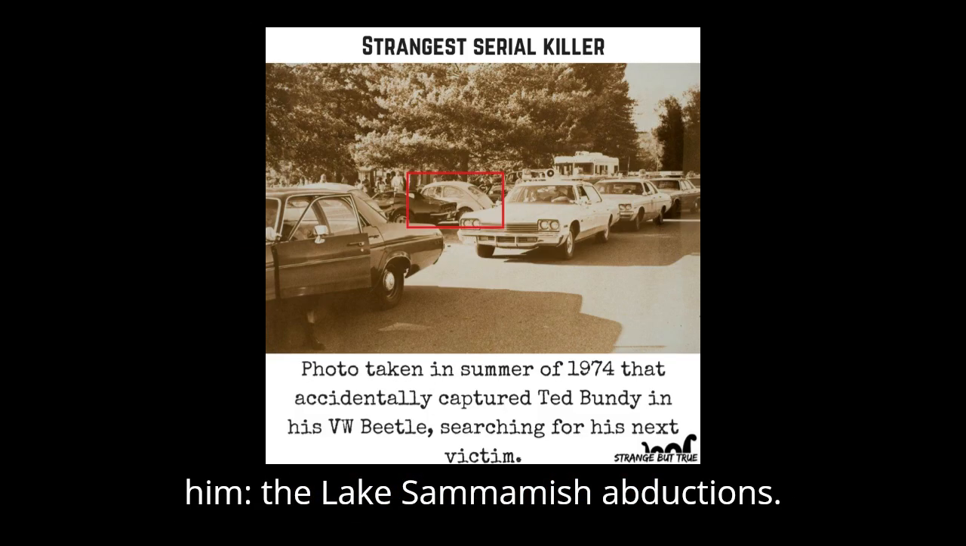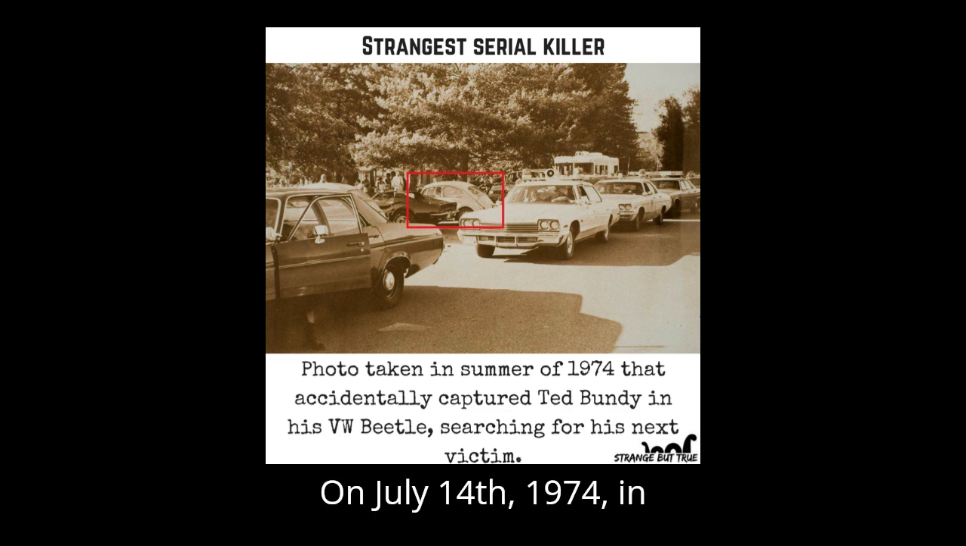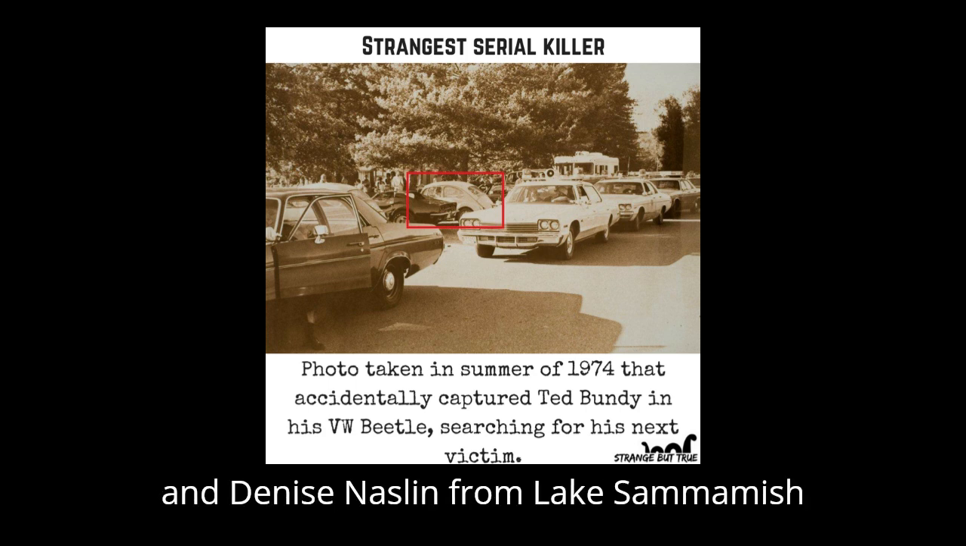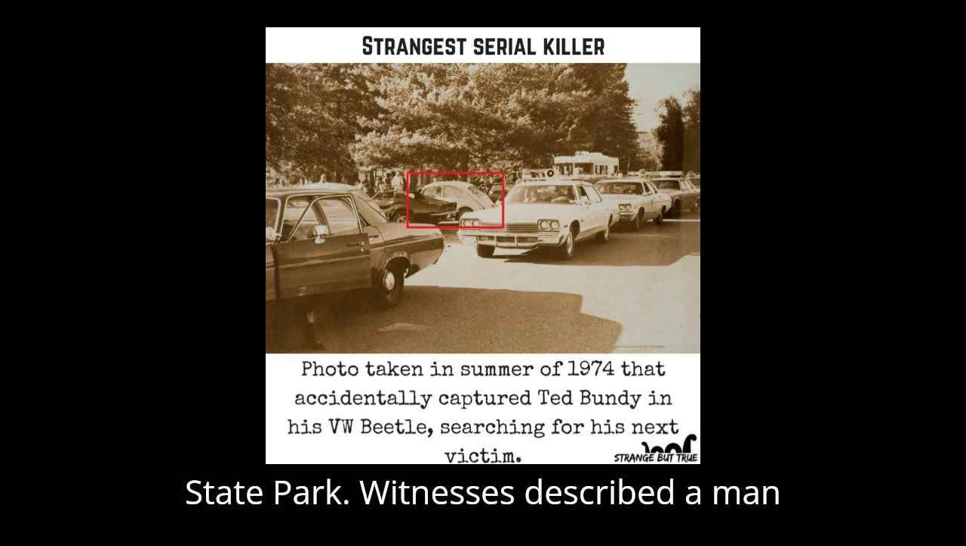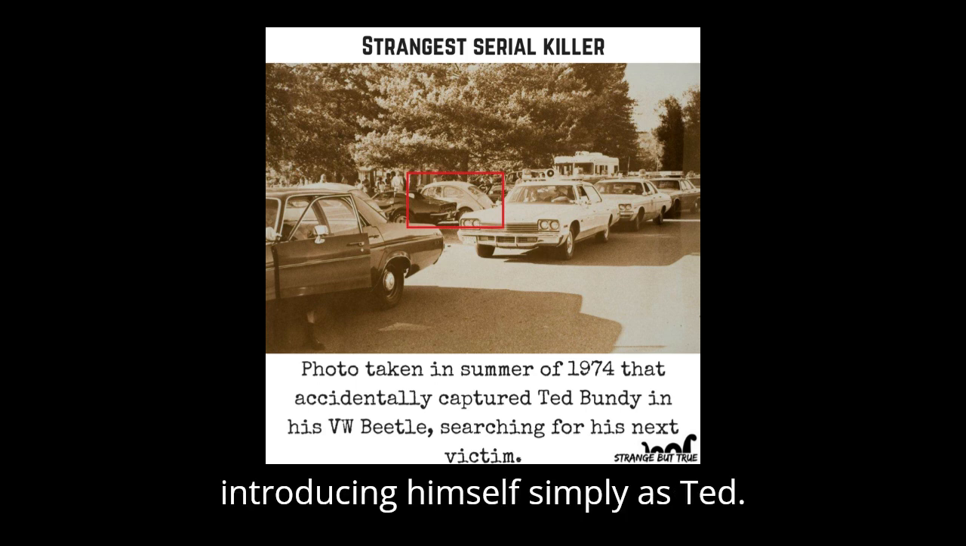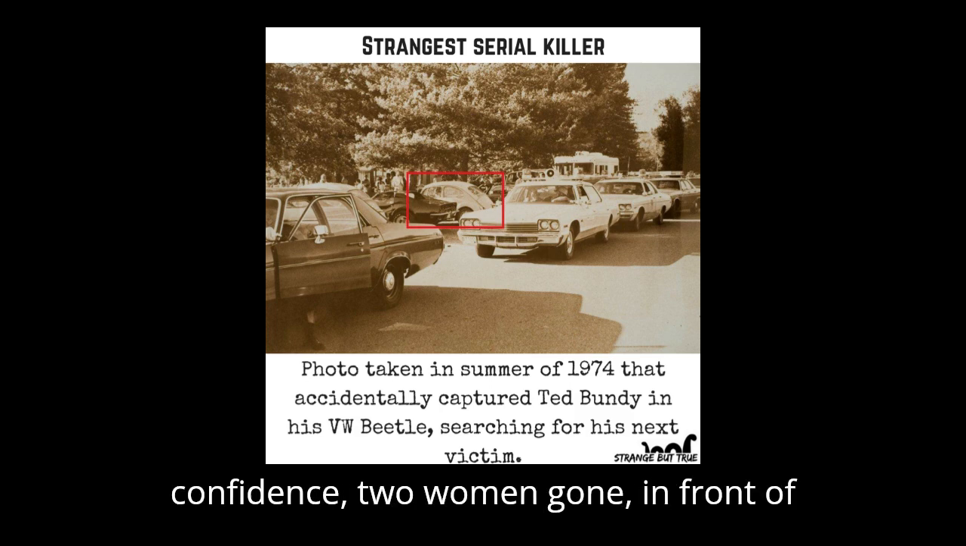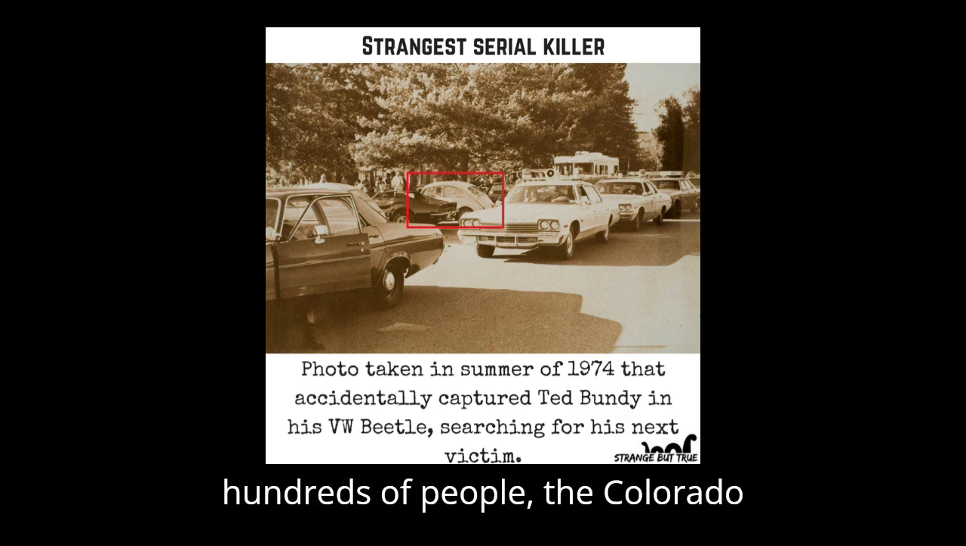The Lake Sammamish abductions. On July 14, 1974, in broad daylight, Bundy abducted Janice Ott and Denise Naslund from Lake Sammamish State Park. Witnesses described a man introducing himself simply as Ted. That day marked Bundy's chilling confidence, 2 women gone, in front of hundreds of people.